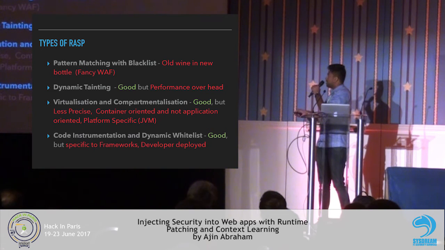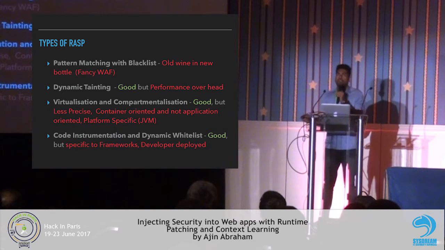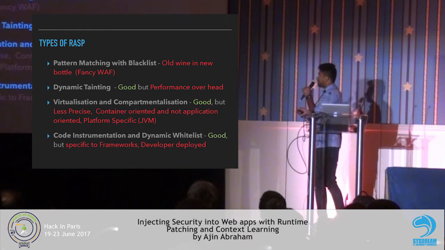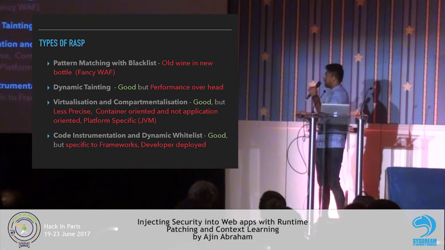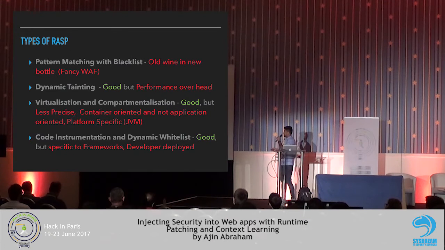Then you have dynamic tainting, which is a good methodology, but I haven't really seen it being used in a lot of them, maybe because of the performance impact that will add up. Then there is the one by virtualization and compartmentalization. It's a bit less precise, and it's very specific to certain languages or certain frameworks. Currently, the one that I've seen is for JVM. And then there is the one that I'm going to talk about today, the one using code instrumentation and dynamic whitelist.